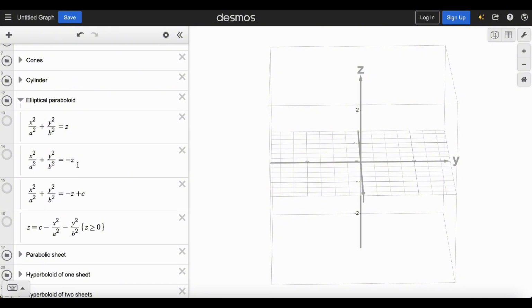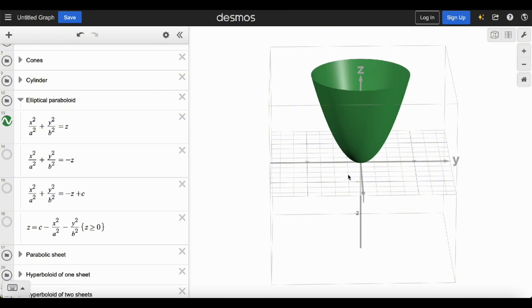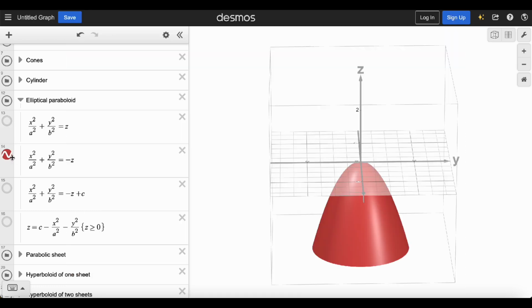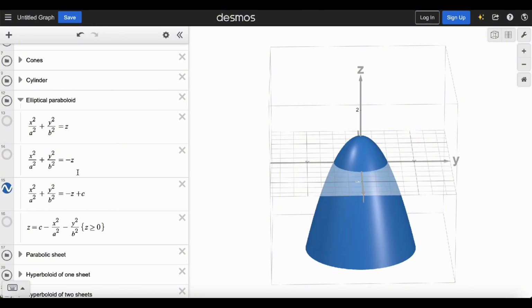We're going to start with the elliptical paraboloid, which is shaped like a bowl. To model a hill in my neighborhood, I'm going to flip the paraboloid upside down by making z negative. And then I'm going to shift it up by adding a constant c, which represents the max height. By adjusting A and B, I can make the hill broader or steeper.